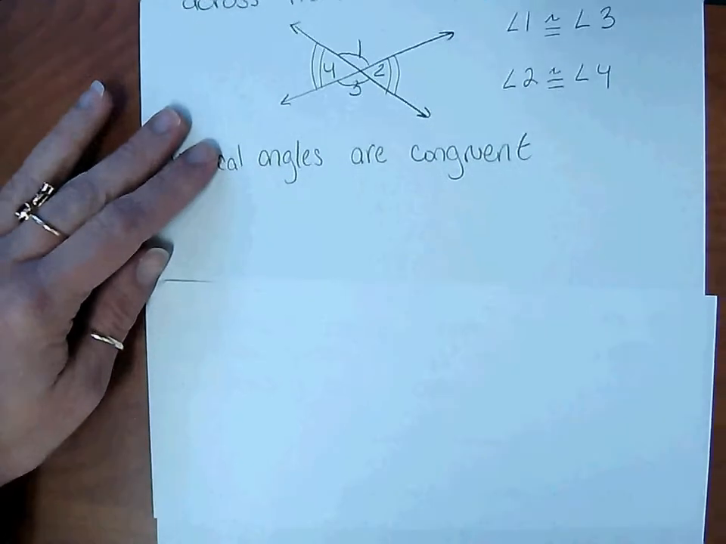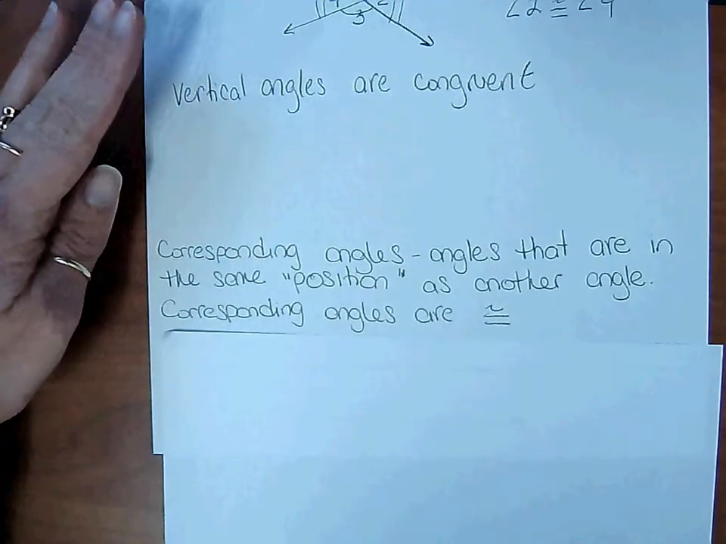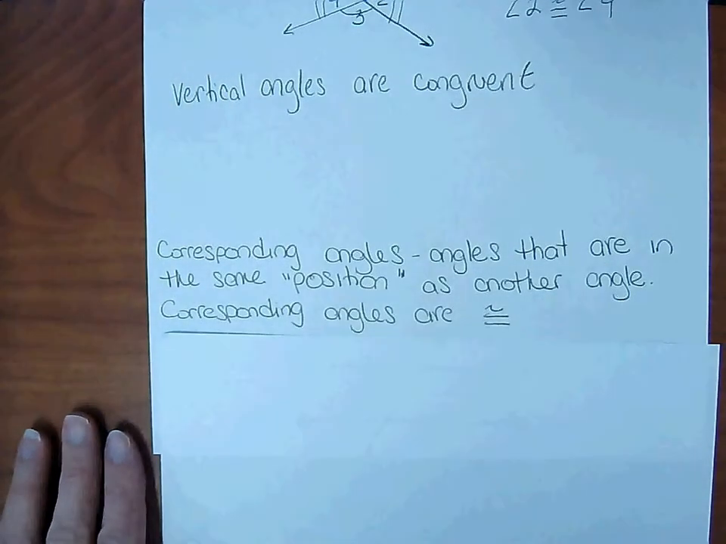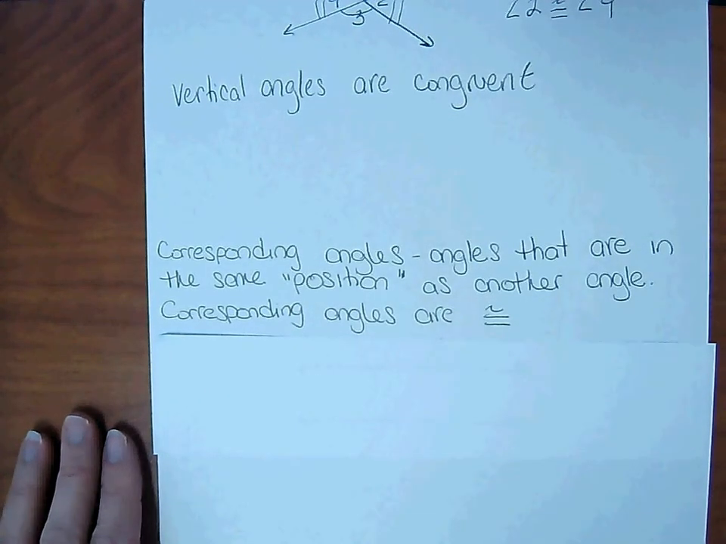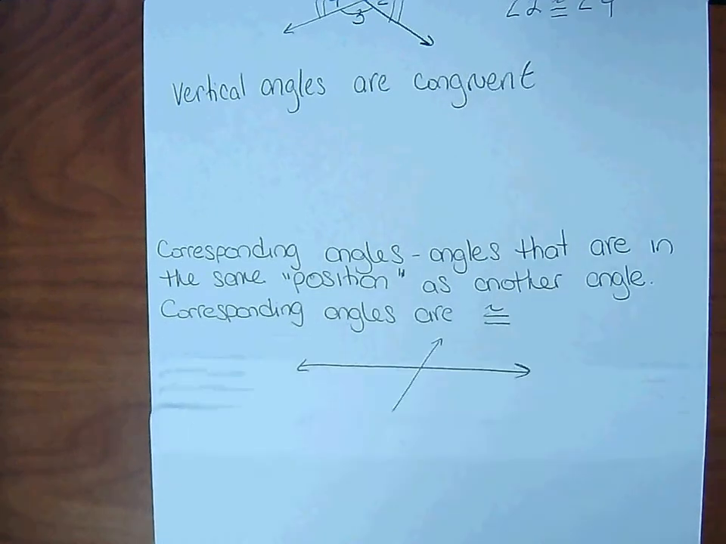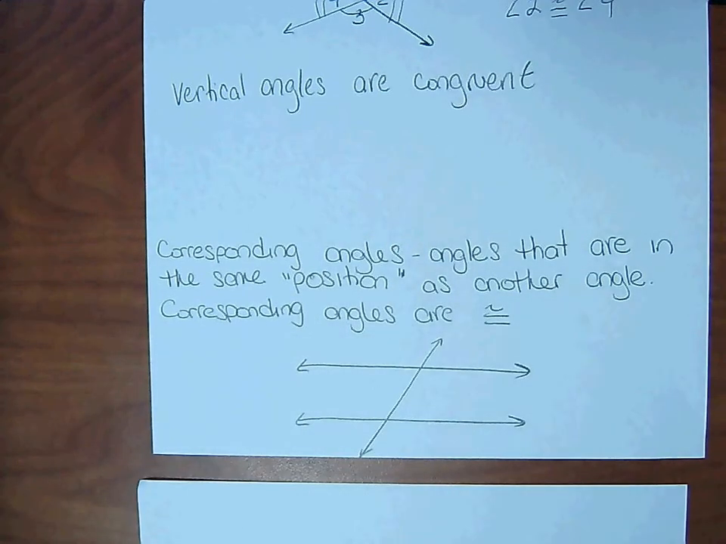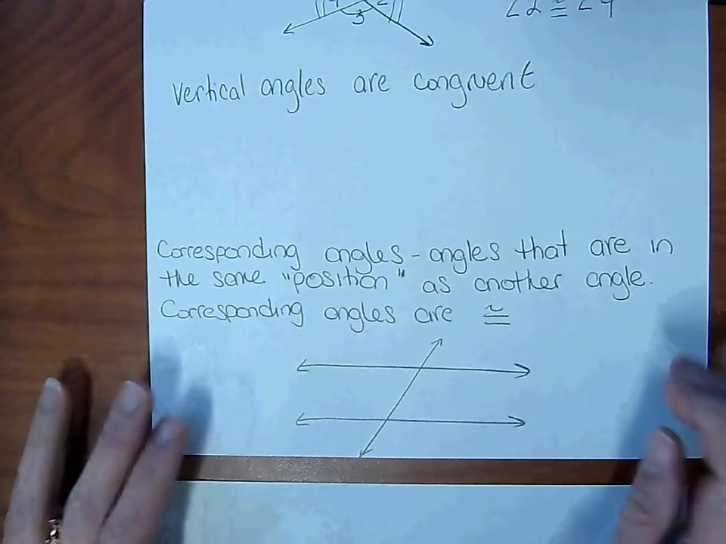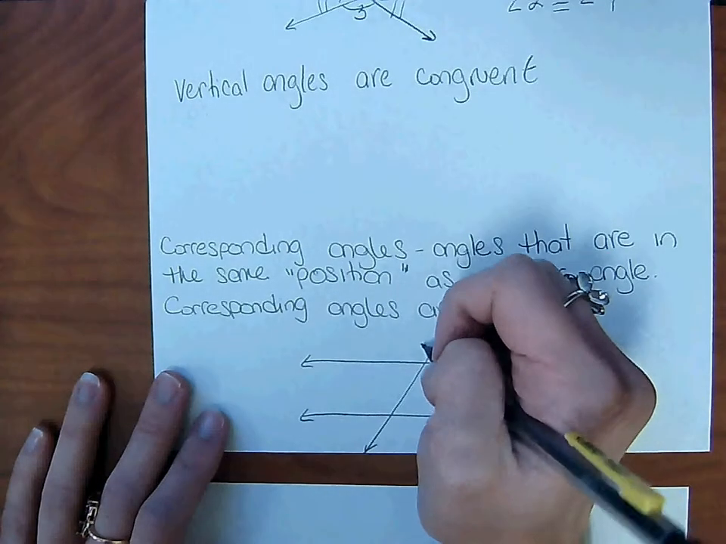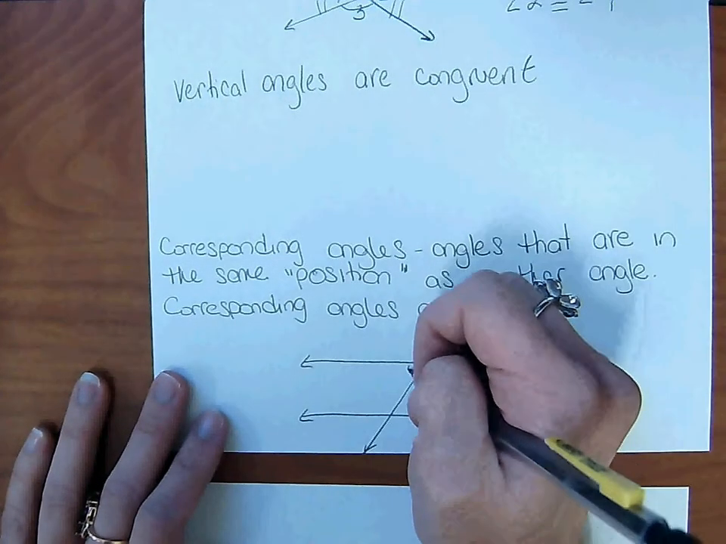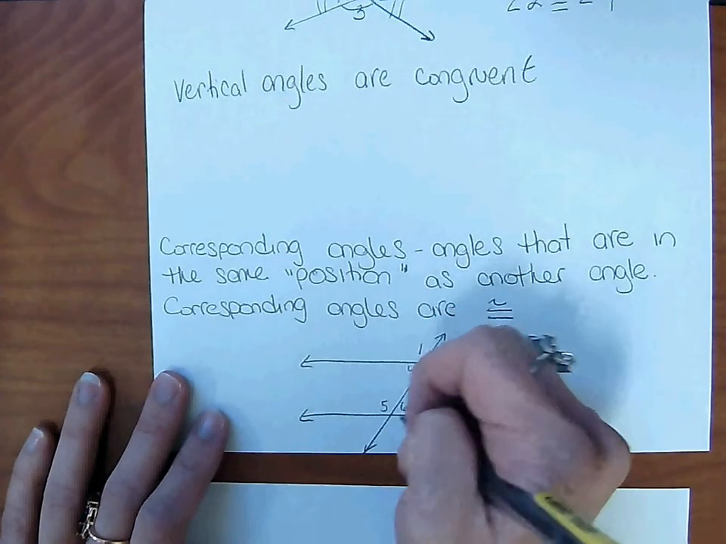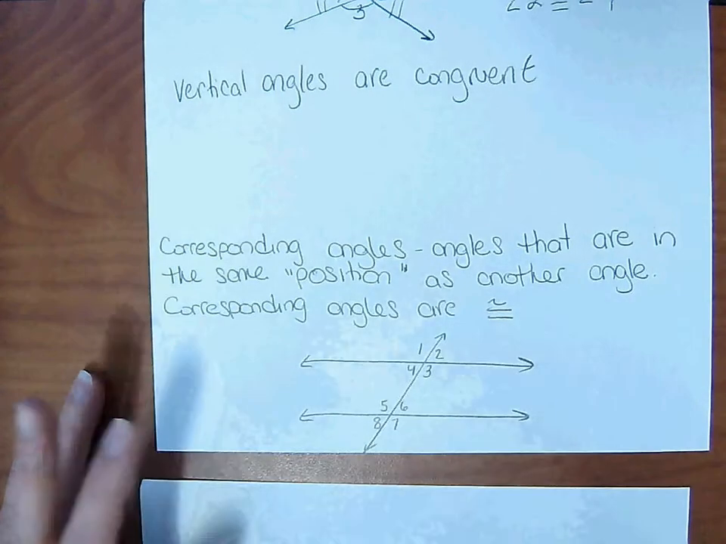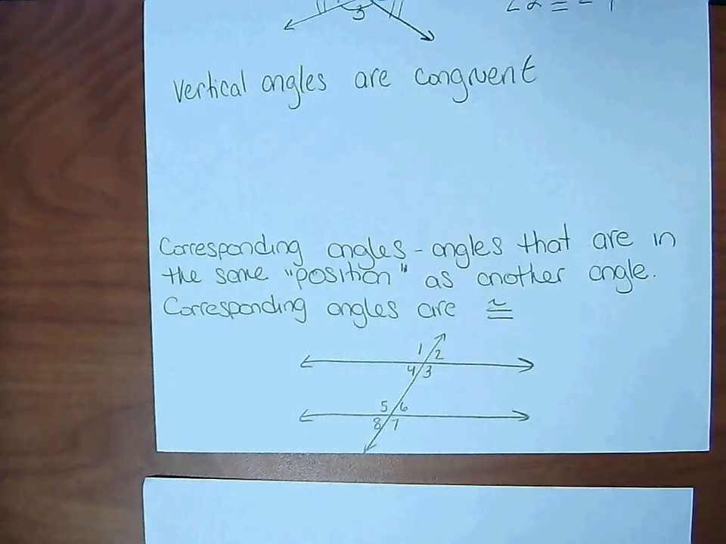Corresponding angles are angles that are in the same position as another angle. Corresponding angles are congruent. Here I have two parallel lines cut by a transversal. 8 angles are formed: 1, 2, 3, 4, 5, 6, 7, 8. Corresponding angles are the angles that are in the same position.